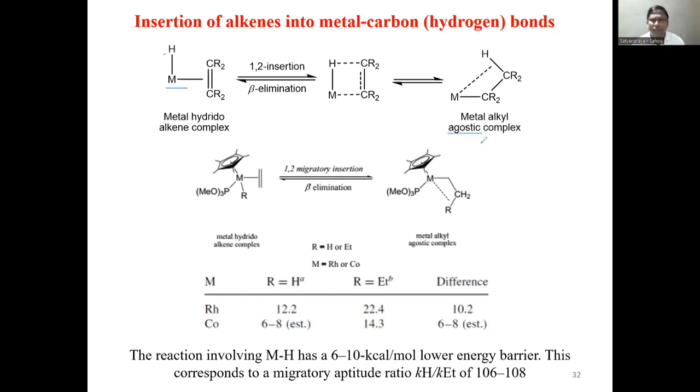So this is a new term for you. I'll explain this. Before that, it goes through this intermediate in which this M-H bond is not broken. This is bond making. This is also bond making. This is bond breaking. So this is the transition state. So we are getting, let us say, if these are all hydrogen, a metal ethyl group.